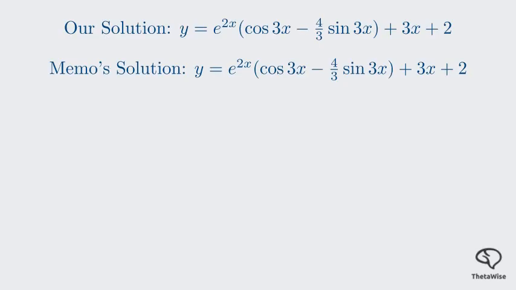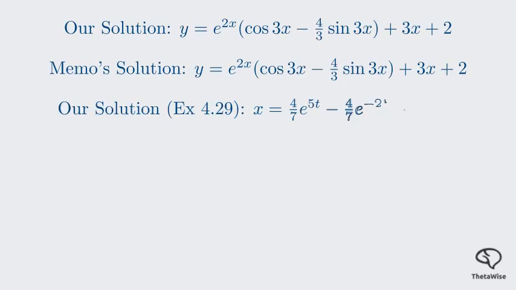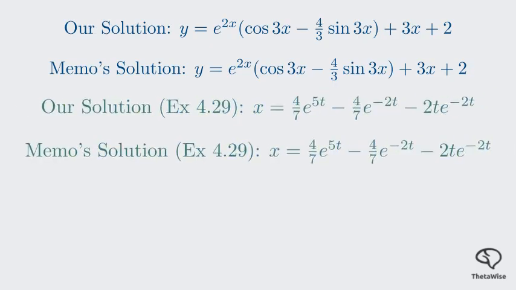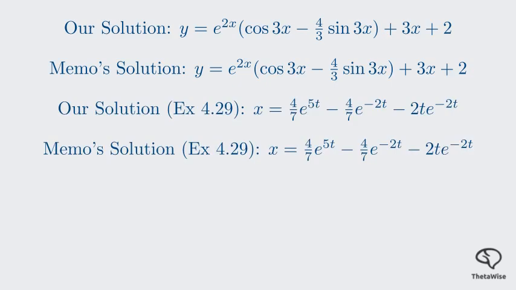Let's also briefly compare our solution for example 429. Our particular solution was x equals 4/7 e to the 5t minus 4/7 e to the negative 2t minus 2t e to the negative 2t. The memo's solution is identical. Another perfect match. This practice of comparing your work to a known solution is an excellent study strategy. It allows you to identify any errors in your process and reinforces your understanding when your answers align.